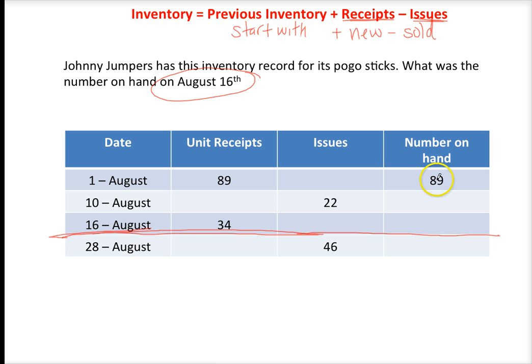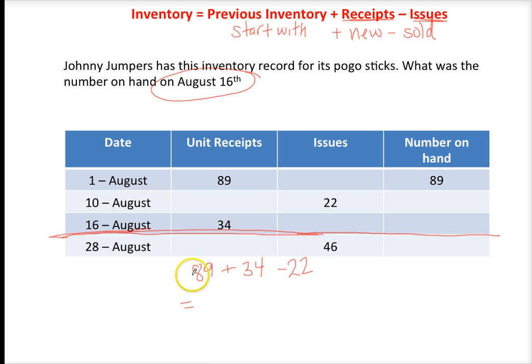So again, we started with 89. Okay. Then on the 10th, they issued 22. Remember, issues are things that are sold and those are subtracted. Okay, so we have to subtract 22. And then on the 16th, on the day we're talking about, they received 34, and that we add. Okay, so we have our previous inventory of 89 plus 34 units that were received on the 16th minus the 22 that were issued on August 10th. And if we calculate this, we will know how many units they had on August 16th.